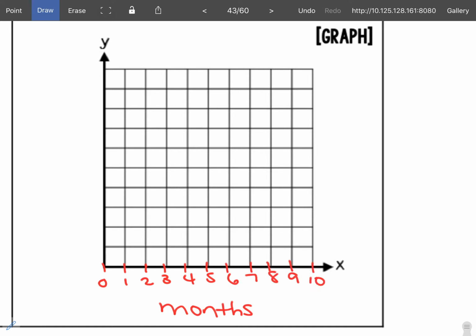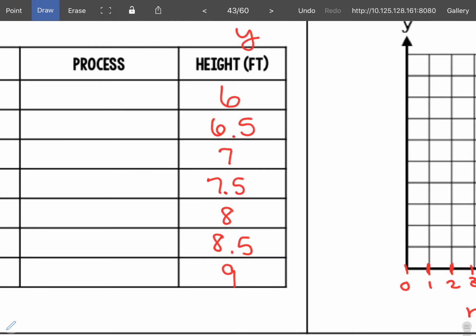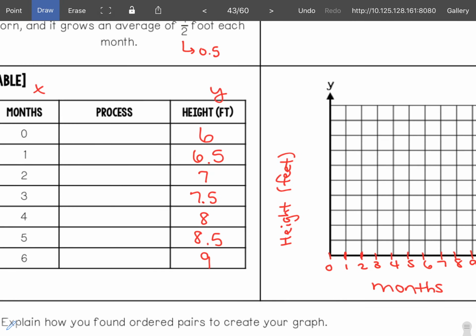Be careful that you're labeling. The numbers go on the lines, not in the middle of the squares. Then the y value, that is our height. So we're going to write height for our y-axis, and then feet. If we look at how high our feet go, it goes up to 9 feet.